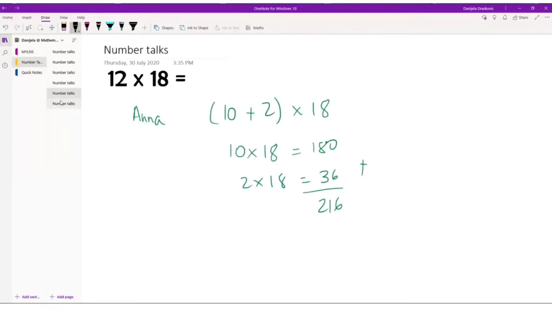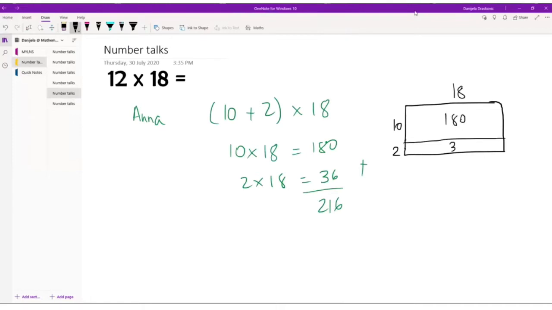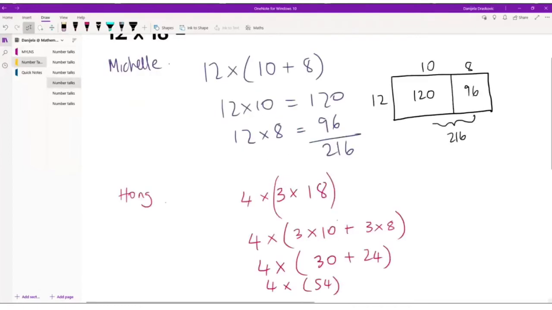Great. I'm just going to go to Anna's first because I'm a bit intimidated about drawing the other one. So same rectangle. We've got 18 at the top, but what Anna did was split up the 12. Instead of splitting up the 18, Anna said that 12 is 10 by 2, so split it up that way. So that's 180 and that's 36. Together that's 216. Now let's go back to Hong's method.